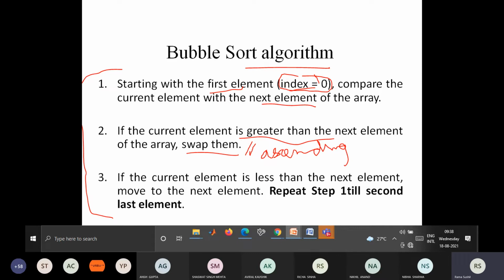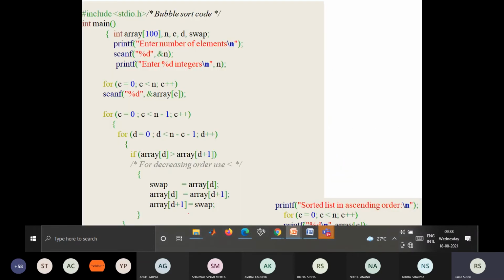So it is for ascending order, when you find the current element is greater, because the greater should go at the end, so interchange is required. If the current element is less than the next element, then move to the next element and repeat steps 1 and 2 till the last element. So you may have some other way of representation also.